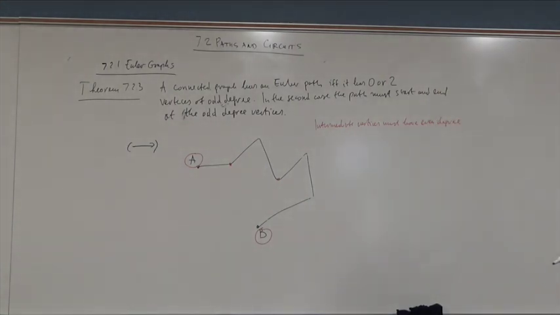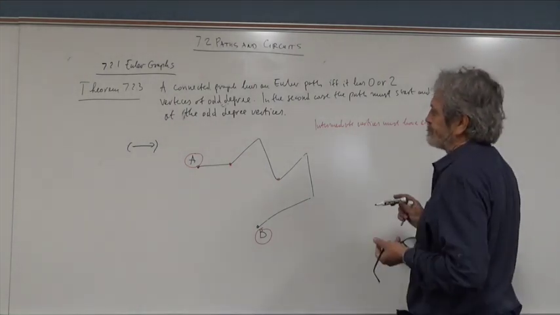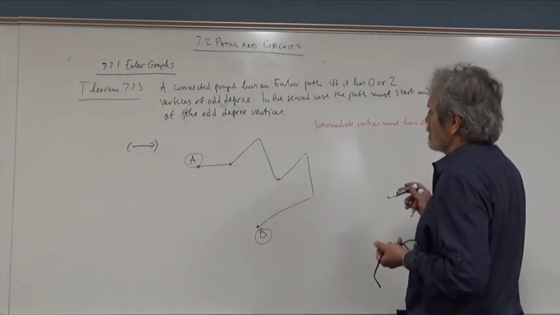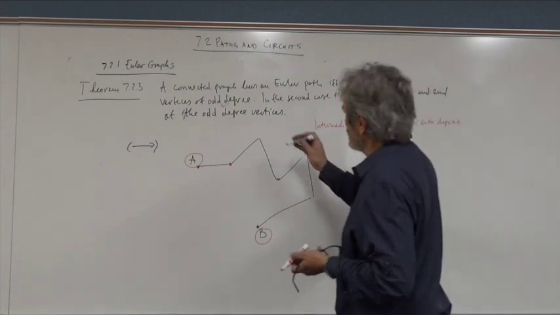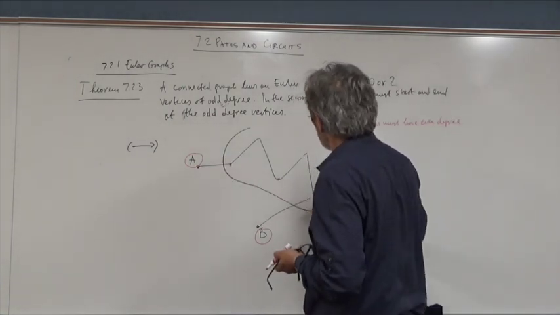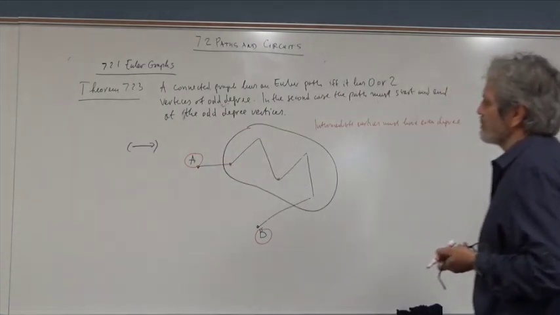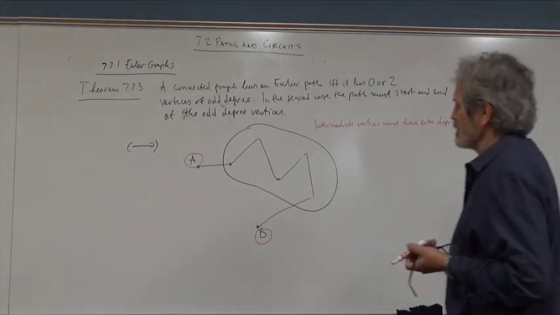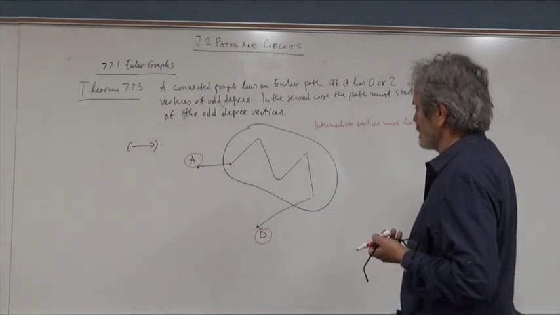And then what can we say? How do we prove the other direction of this statement? The proof is fairly simple, because for these vertices that have odd degree, we can do the following.